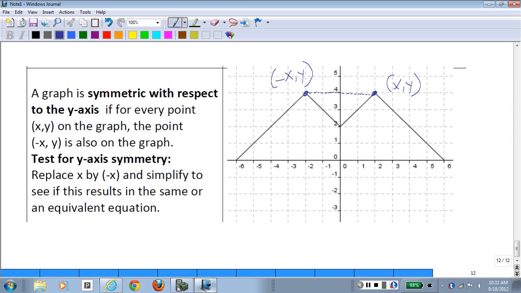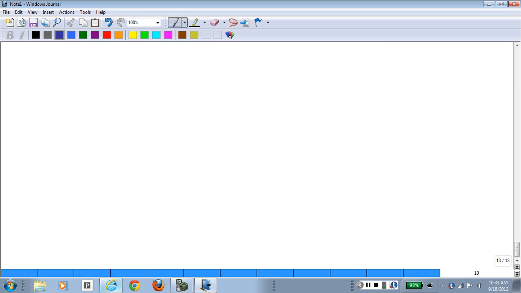Yes. Opposite x coordinate, same y coordinate because we're going straight across. The image, (negative x, y), is also on the graph. So this is a visual where the y-axis cuts it right down the middle. You could fold the two sides of the graph along the y-axis, and they would coincide with each other. And back to that test for symmetry in a moment.